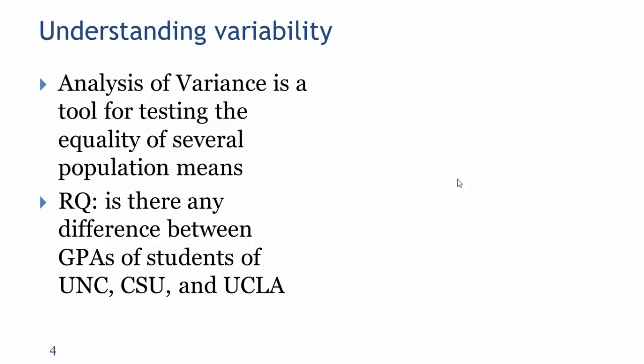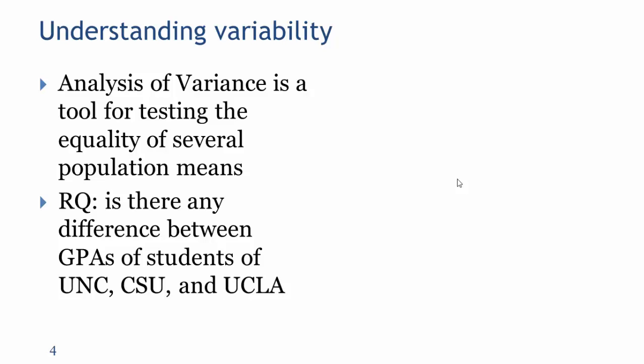Analysis of variance is a tool, as we have mentioned already, for testing the equality of several population means. Remember that in a t-test we tested that the population means of two populations are the same against the alternative that one can be greater than the other, lesser than the other, or just not equal. In analysis of variance, we can compare more than two population means.